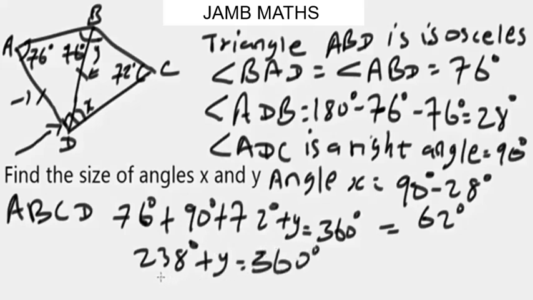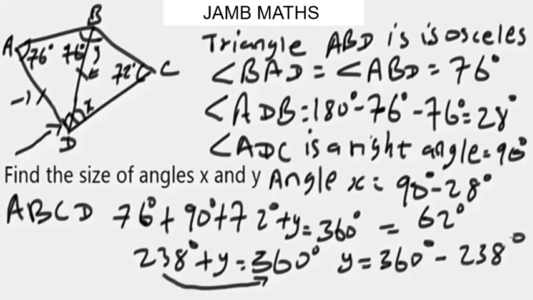So this 238 crosses over the equality sign and changes to a negative. So our y will be 360 degrees minus 238 degrees. When you punch it on the calculator, you're going to have 122 degrees. All right, so that will be the answer for the y value.